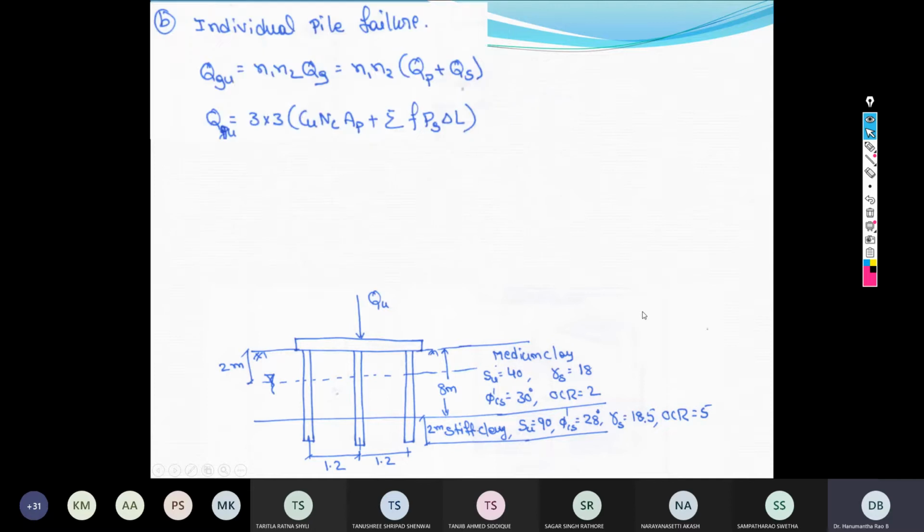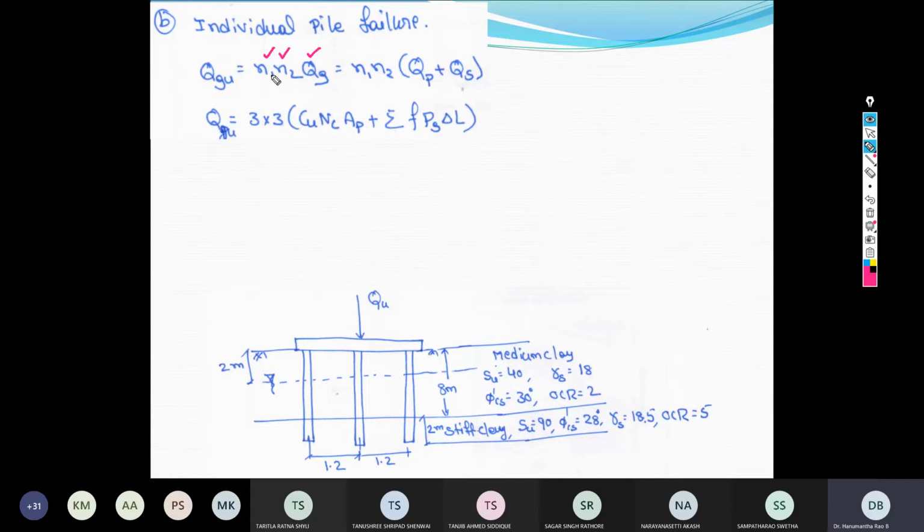Okay. So the second part of the sum is, how do you calculate the pile group capacity considering individual pile failure mode? The equations are known. The QGU, the pile group capacity, is nothing but N1 multiplied by N2 multiplied by the pile capacity of an individual pile.